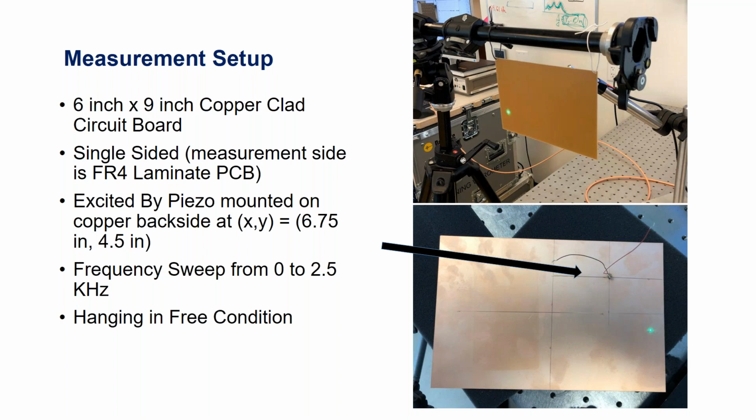So we vibrated the circuit board with that piezo element, and then we basically did a frequency sweep. So we put it in free condition. If you can see it hanging there, basically it was in free condition, hanging. So the boundary conditions were basically just free to move. It wasn't really constrained. There were some constraints from the top from where we attached it by strings, but other than that, it was pretty free to move. And then we did a frequency sweep from 0 to 2.5 kilohertz in this case.